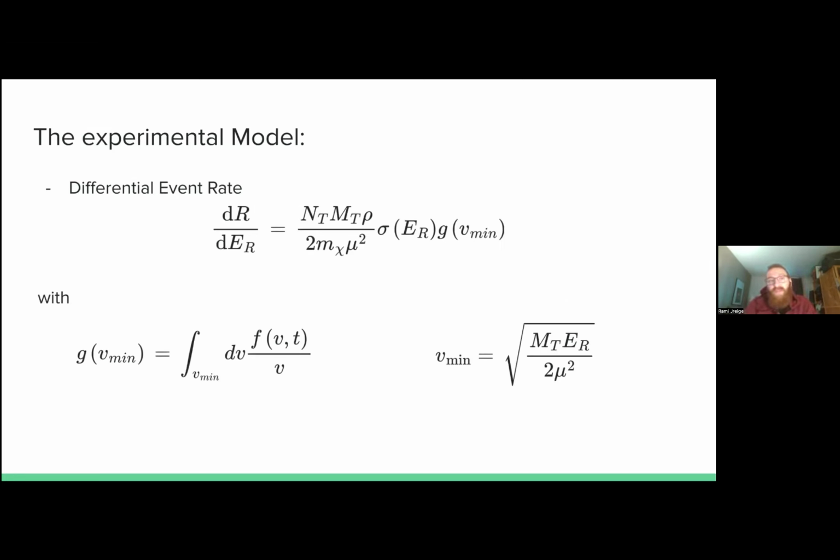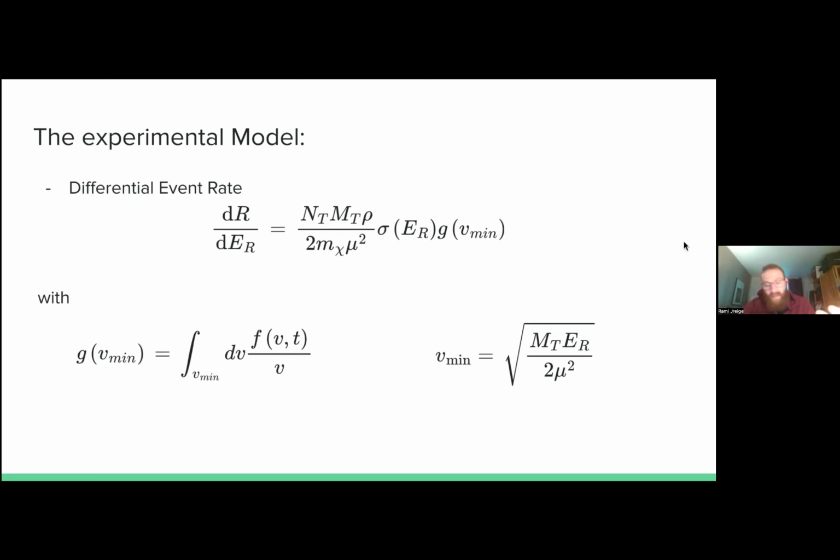Now, very briefly, the experimental model in this case is the differential event rate. And as you can see, using the mouse here, quite briefly, you have a lot of dependence on the target material, which we know, but then you have a lot dependent on dark matter, which we don't know, neither the mass nor the distribution, but we can assume it, and neither do we know the velocity. And in addition, because of the way these experiments are constructed, this is only dependent on the minimum velocity that can produce a recoil in the detector.